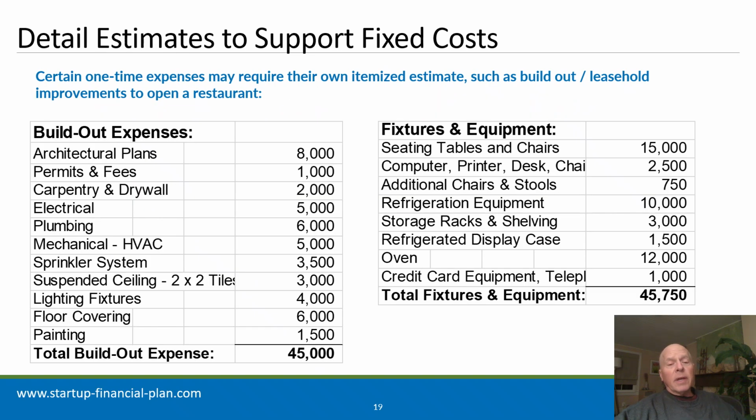And sometimes you may have even more detailed breakouts. Like if you're going to go out and launch a restaurant, and you have a lot of one-time expenses, then you may need to break that out and figure that out as well. And this is an example of where a restaurant might need to figure out detailed expenses for their one-time build out as well as furniture and fixtures, because there's a lot involved. So depending on your business model, you may need some additional detail templates to help support your estimates.